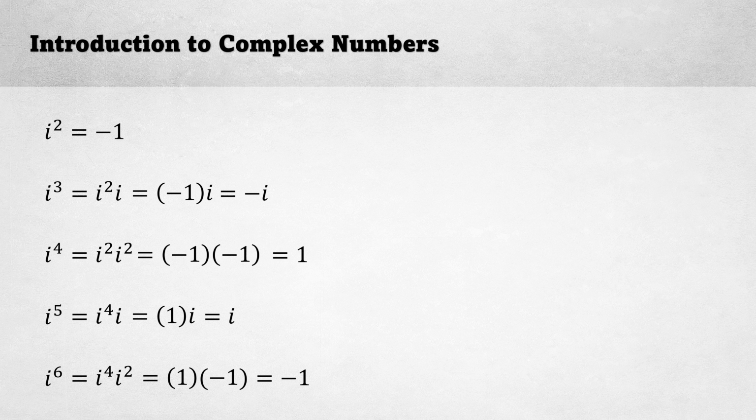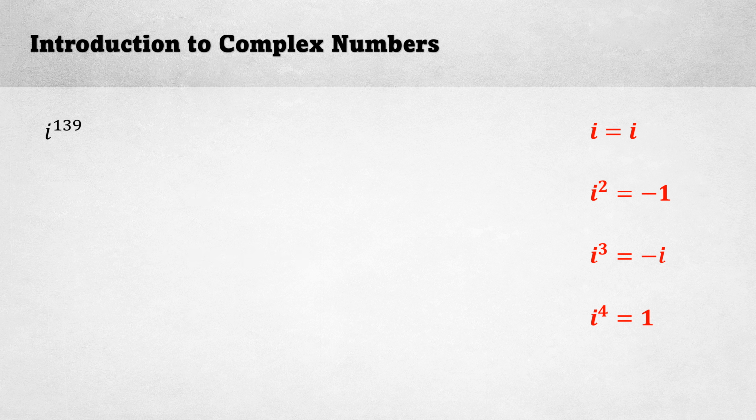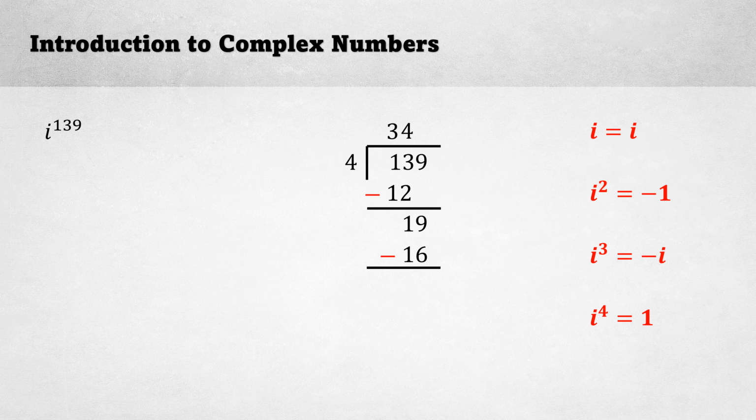Wait a second, is there a repeating pattern? It looks like i, -1, -i, and 1 keep repeating. So to identify any power of i, we can divide the exponent by 4 and use the remainder to simplify it. 4 goes into 13 3 times, and subtracting we get 1 and we carry down the next digit. Then 4 goes into 19 4 times, and subtracting we get a remainder of 3. So i to the 139 is equivalent to i cubed, which simplifies to just -i.